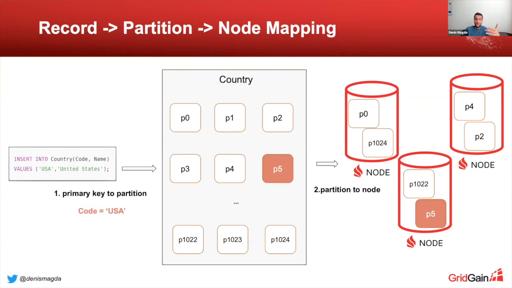Let's assume that in this case, the primary key of the country table is the code column. The partitioning algorithm will take the code value and calculate the hash code of this primary key. Then by using this hash code, it will map it to one of the partitions. In this example, I'm just assuming that this record has to reside in partition number 5. And the cluster knows that partition 5 is on this third node. That's why this record will be pushed and added to this cluster node. Simple, right? And that's actually all you need to know about data partitioning.